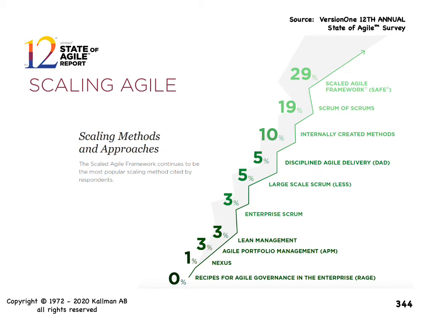Here's the 12th annual. You'll notice that Scaled Agile went up to 29%. Scrum of Scrums went down to 19%. Internally created methods is at 10%. DAD is up around 5%. Large Scale Scrum around 5%, and on and on and on. And some of them, like RAGE, are basically falling off the page. So in the 12th annual version, the numbers are moving a little bit, but not too much has really changed.